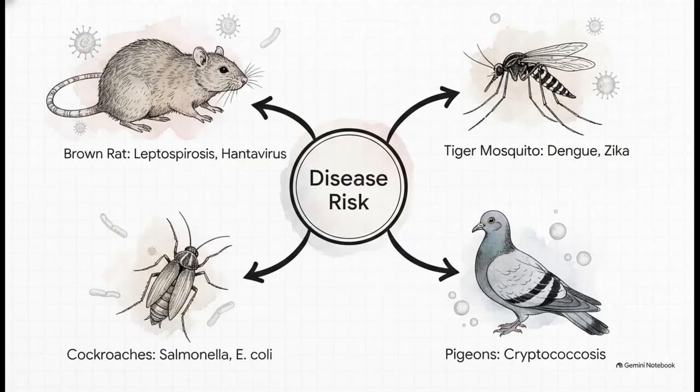Now we have to talk about the so what of all this, the severe public health stakes attached to these suspects. This job is emphatically not just about getting rid of gross, creepy crawlies. It is literally about protecting human lives from disease. The brown rat can transmit leptospirosis and hantavirus. That tiger mosquito we talked about, a major vector for dengue and Zika. Cockroaches physically track salmonella and E. coli everywhere they walk. Even pigeons, which are controlled using physical barriers instead of chemicals, carry a major risk for cryptococcosis. Correctly identifying the pest means accurately identifying the specific disease risk they bring with them.